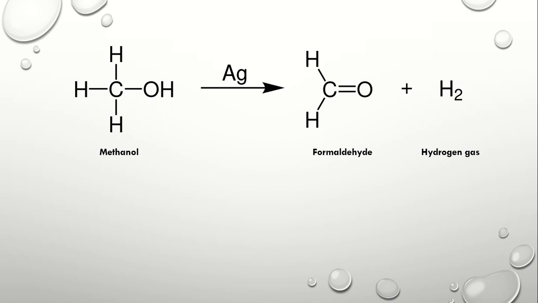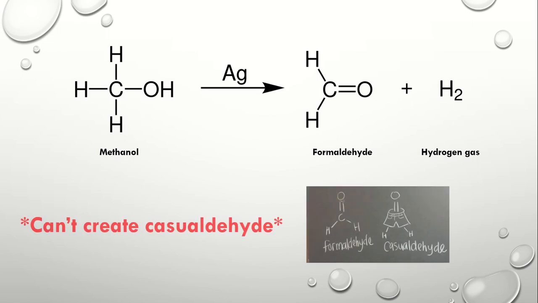Another example for this oxidation reaction is the synthesis of formaldehyde from methanol, which is catalyzed by silver. This reaction is done on an industrial scale to synthesize formaldehyde. However, you cannot synthesize carbaldehyde, as it is not an actual compound.